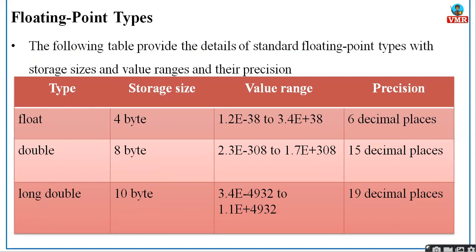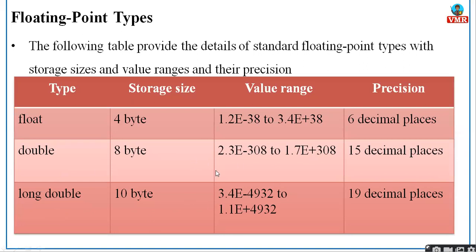And next, coming to your float. So float, you already know, will have the decimal values. So float, first one is 4 bytes. For double you will have 8 bytes, and for long double you will have 10 bytes. Okay. What are this float, double, and long double?